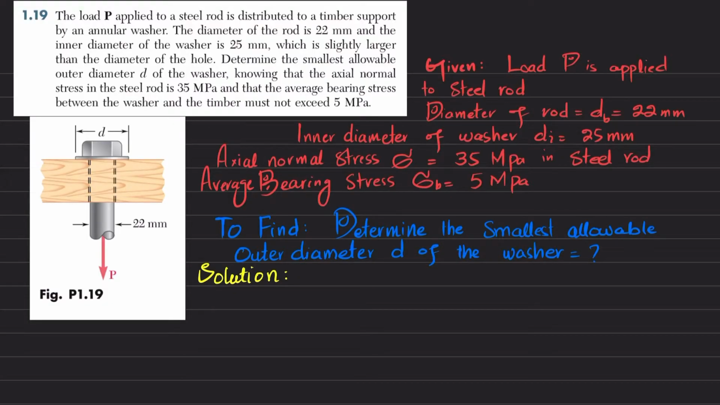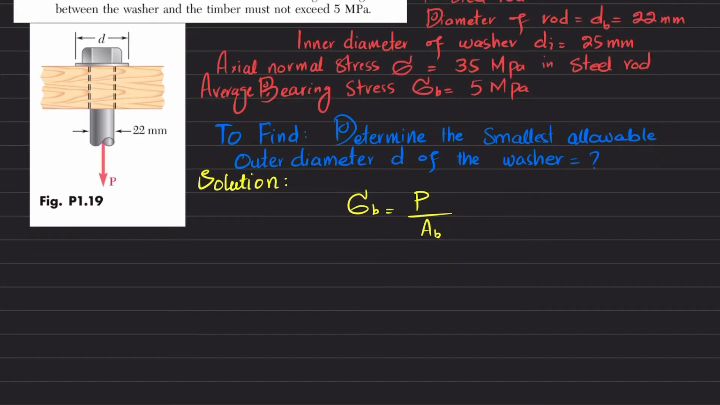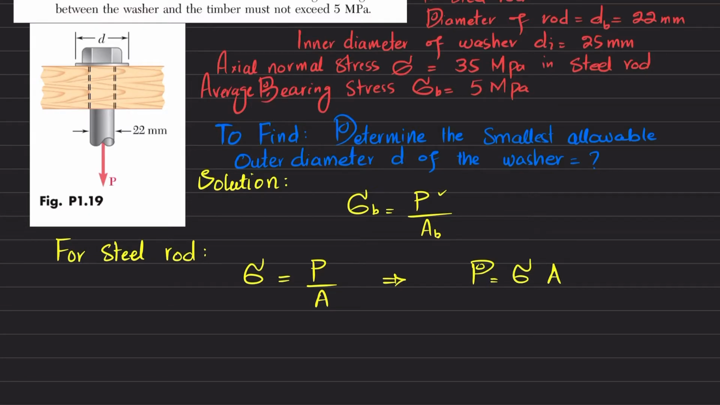So let's start with the solution. We will first find this P force, because we know that bearing stress is equal to load per unit bearing area. So first we will find this load P. We have been given the normal stress in the steel rod, which is sigma, and sigma is equal to P divided by A. We have to find this P, so P will be equal to sigma into A.